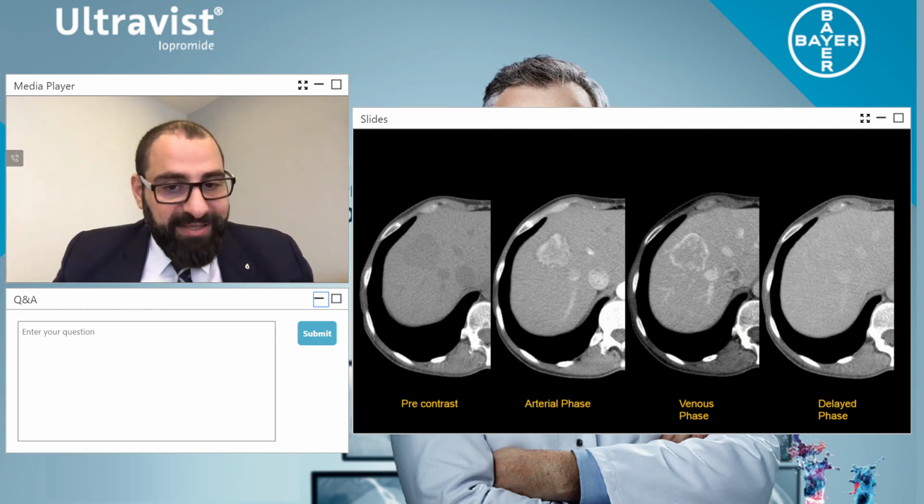To me, this is a benign lesion. Lesions that fill in and stay enhanced at 10 minutes, you're most likely going to have a malignant-based liver lesion.